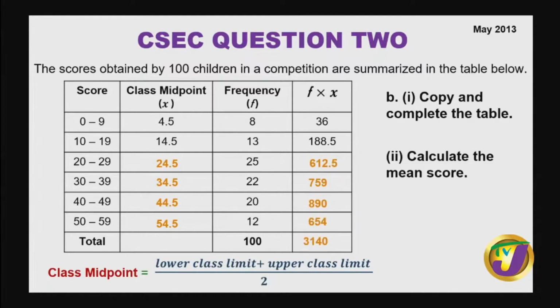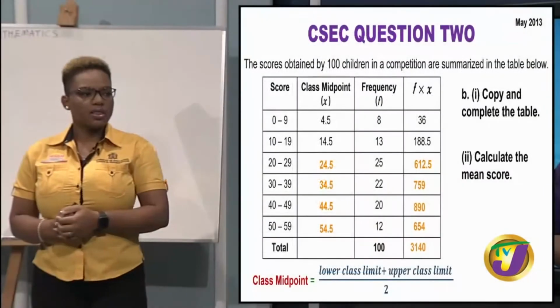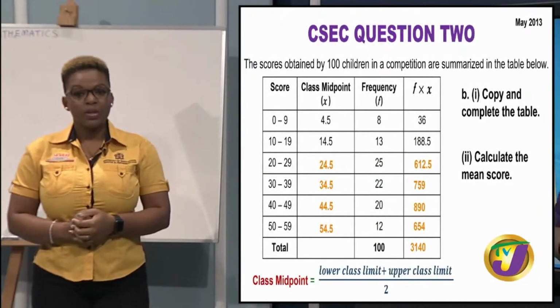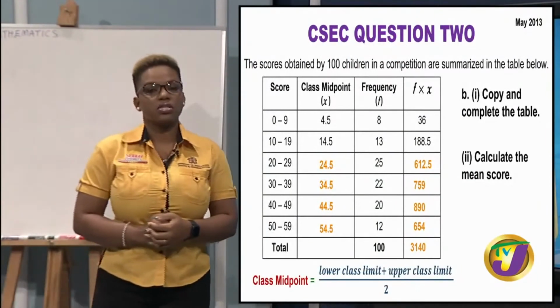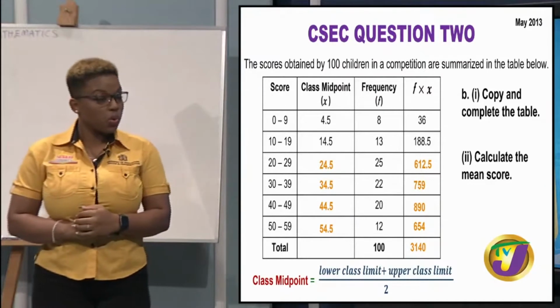All right. So when you would have used your calculators and gotten your values, you should get these values. And then you will just sum all your values, which would give you 3,140. Now, the next question asks us to calculate the mean score.